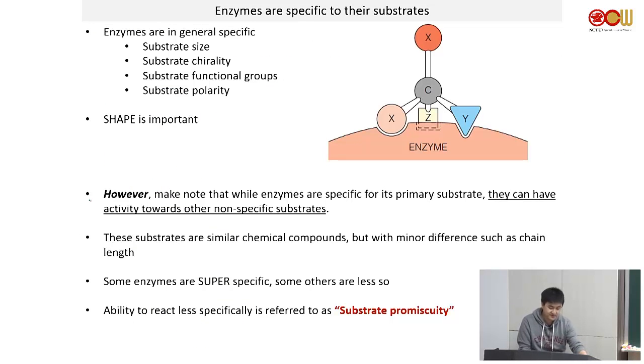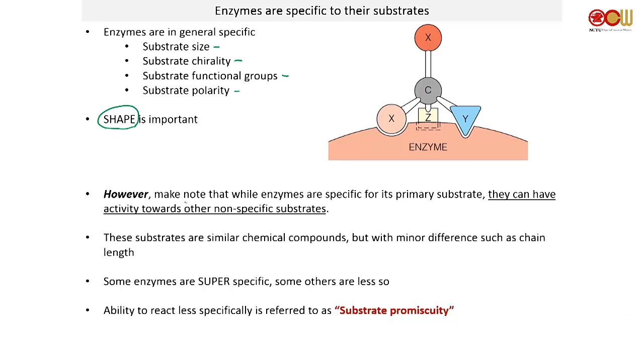Very quickly, enzymes are specific to their substrates. We know that. That's why people proposed the lock and key hypothesis. So enzymes are in general very specific, and that is because substrate size, substrate chirality, substrate functional group, and substrate polarity all have to match at the active site of the enzyme in order for the enzyme to recognize the substrate. So generally speaking, the shape of the substrate is important.